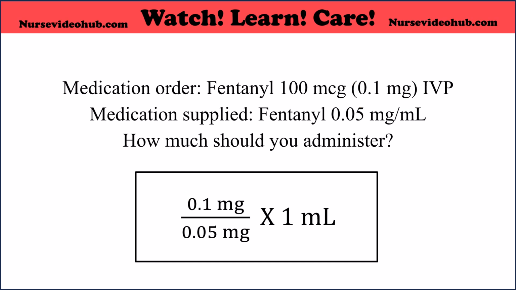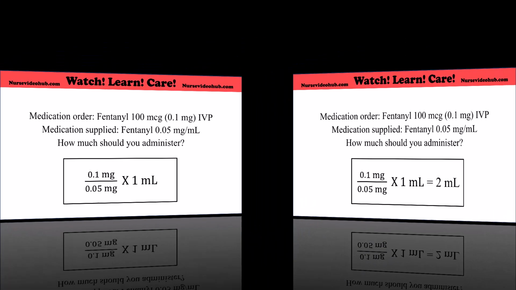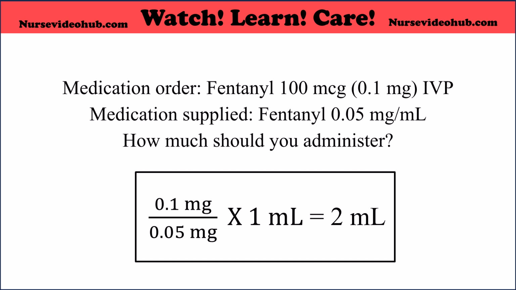The dose you have available is 0.05 milligrams. Place that in the formula. Solve for the amount of medication to be administered. 0.1 milligram divided by 0.05 milligrams is 2. Multiply that by 1. You would administer 2 milliliters of the fentanyl supplied to get the 100 micrograms or the 0.1 milligram dose.